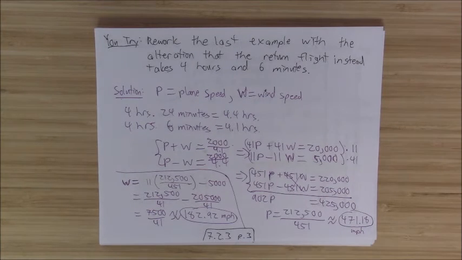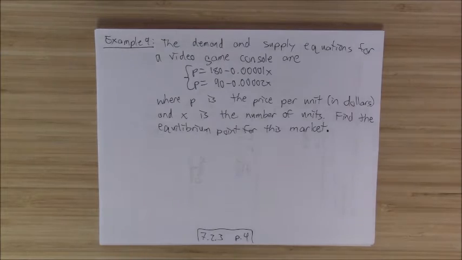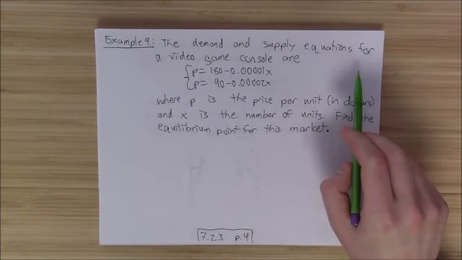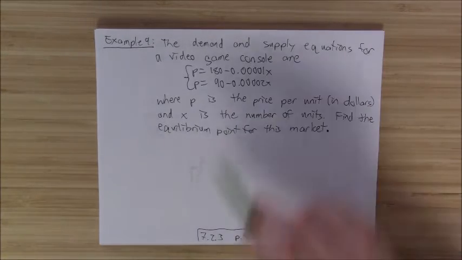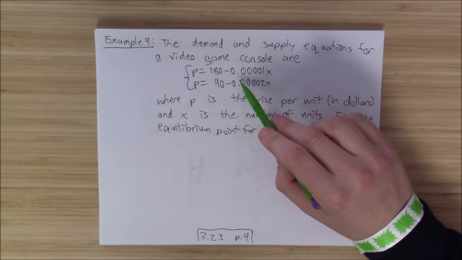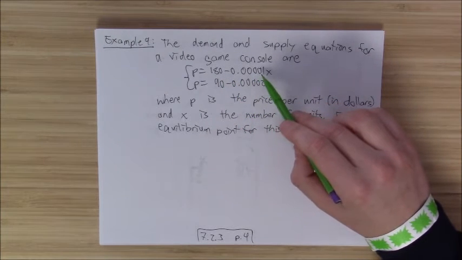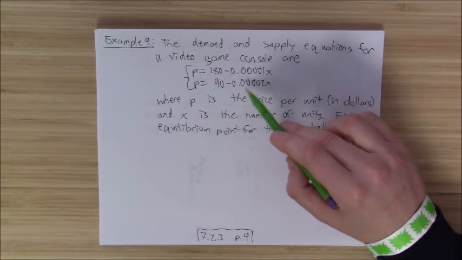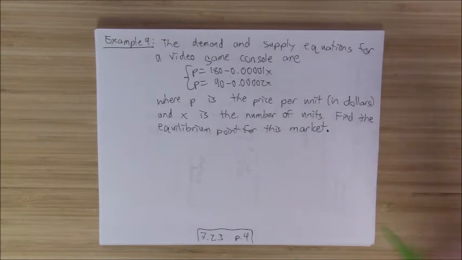And we end up being able to solve for P and then using that to solve for W. And now, as our second example, let's look at an economics example. We have the demand and the supply equations for a video game console: P equals 180 minus 0.0001x, and P equals 90 minus 0.00002x, where P is the price per unit in dollars and x is the number of units. Let's find the equilibrium point for this market.